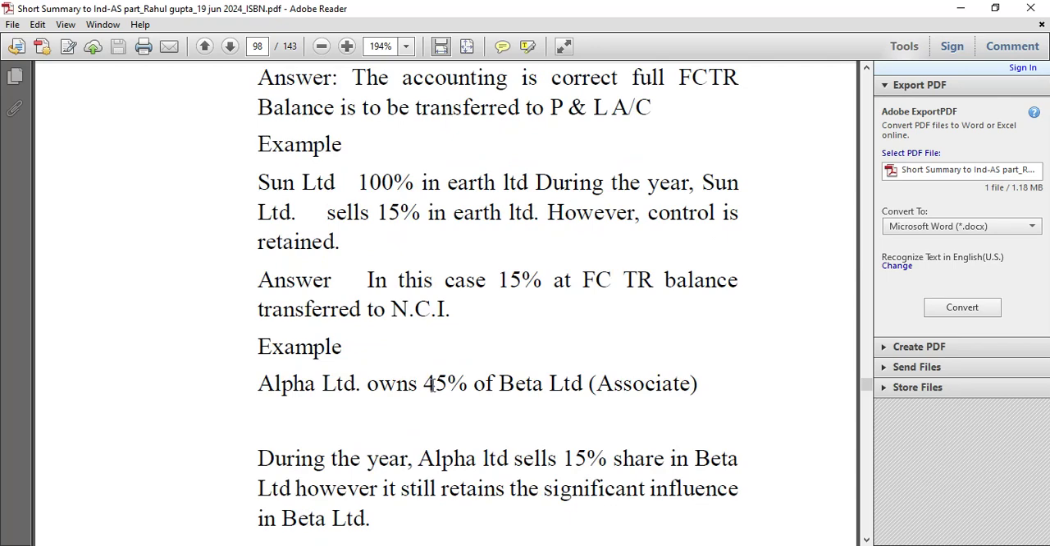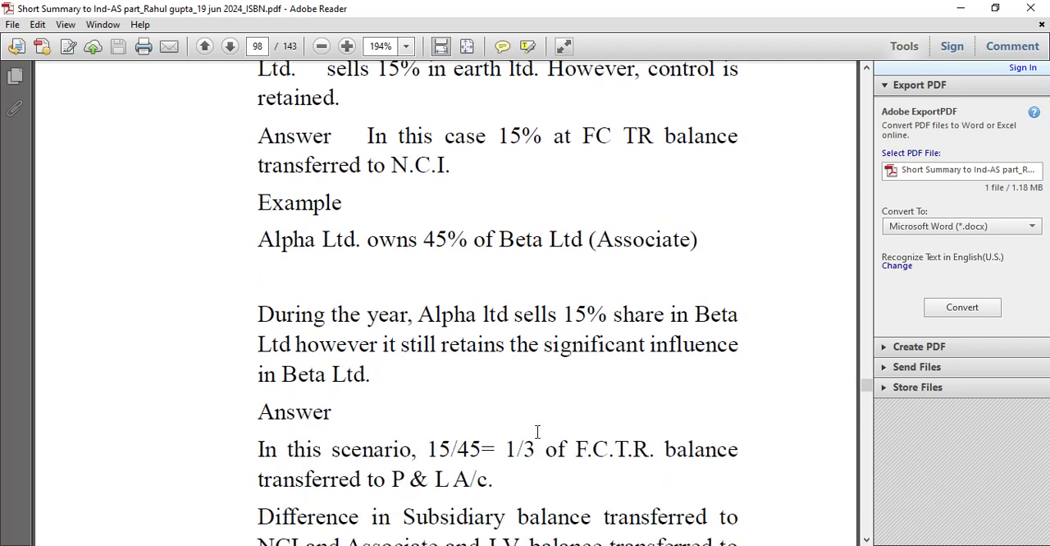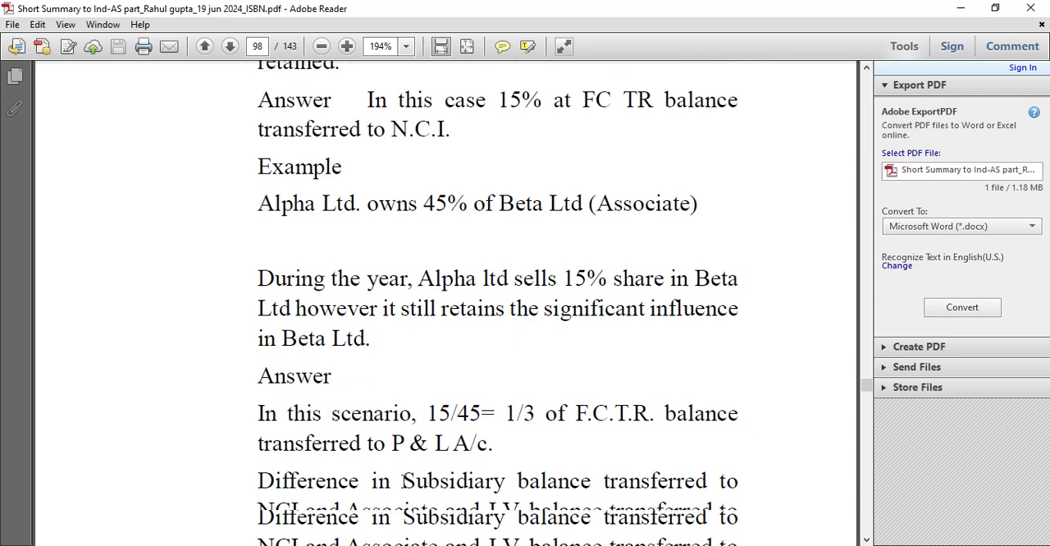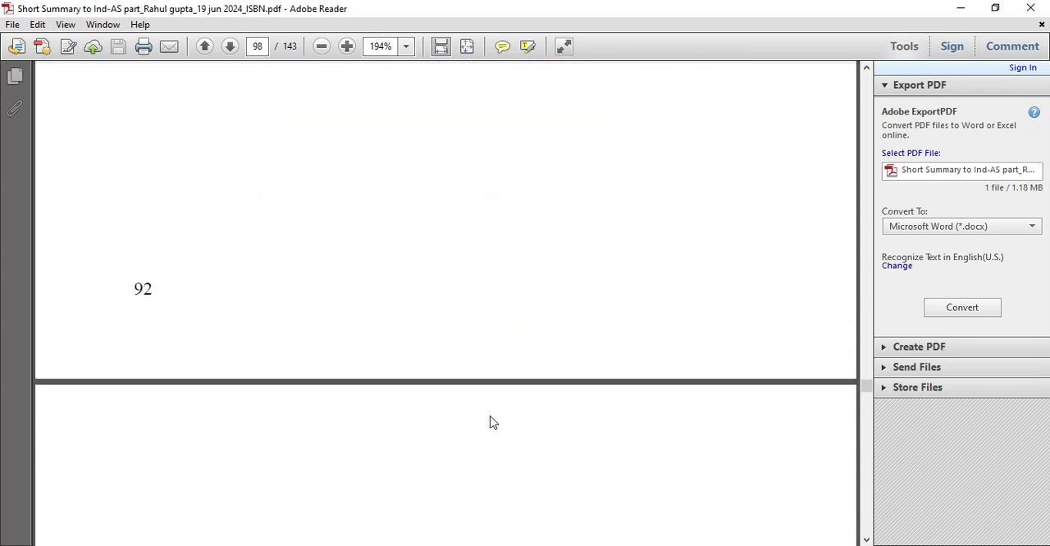Alpha Limited owns 45% of Beta Limited, an associate. During the year, Alpha Limited sells 15% of its shares in Beta Limited. However, it still retains significant influence in Beta Limited. In this scenario, 15 divided by 45, one third of the FCTR balance is transferred to the P&L account. The difference in a subsidiary's balance is transferred to NCI. Associate and JV balances are transferred to P&L even if there is no loss of control.